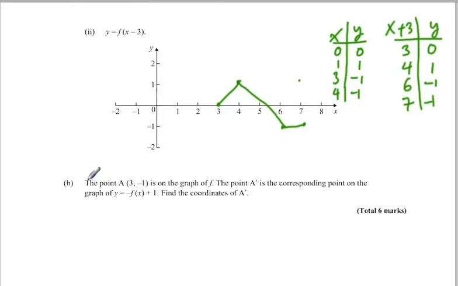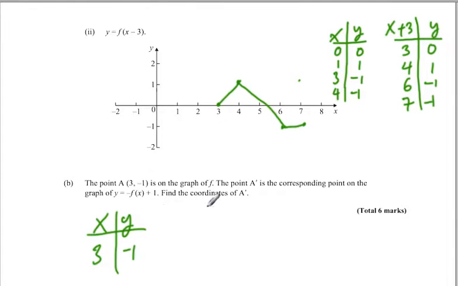The point A (3, -1) is on the graph of f. The point A prime is the corresponding point on the graph of -f(x) + 1. Find the coordinates of A prime. Once again, you can do this with a simple xy, but instead of plotting everything, you just use that original point, (3, -1).